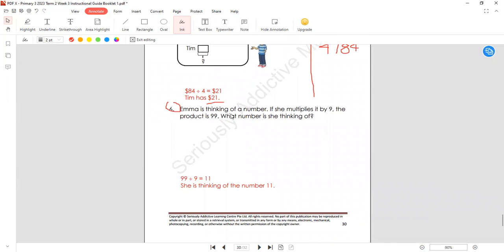Emma is thinking of a number, so get them to write it out, a number. Emma is thinking of a number, and if she multiplies by 9, so this makes it easier because some students, when they read it, may get confused. So Emma is thinking of a number, we don't know what this number is, put a box. And she multiplies by 9, the answer, the product, is 99. So what is the number that she's thinking of? It's actually 99 divided by 9.